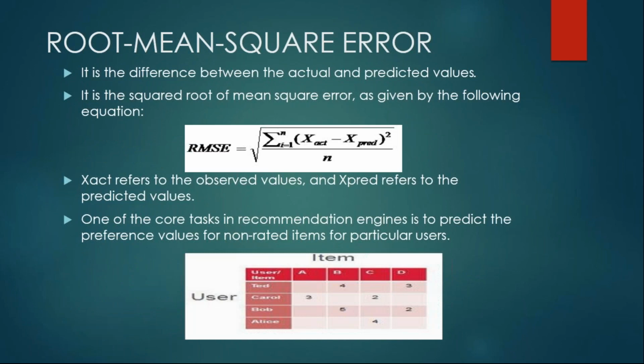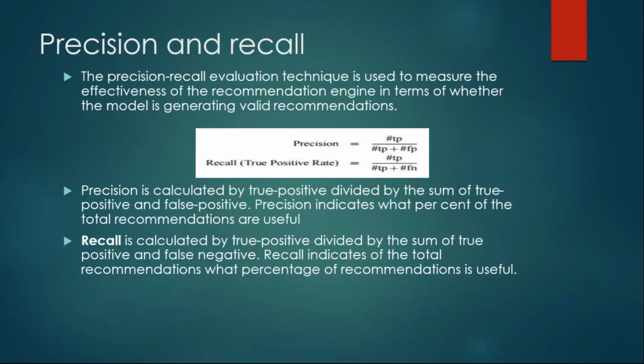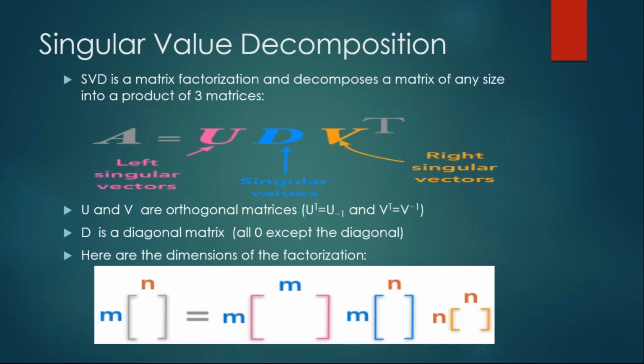Next, root mean square error. In order to evaluate your recommender system's predictions, you can use root mean square error. It's something all of you are familiar with: the difference between the actual and the predicted value, generally used in linear algebra. And then precision and recall. Next, we come to singular value decomposition. So what is a singular value?